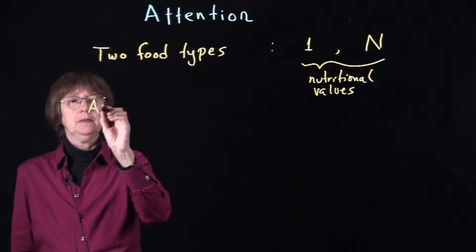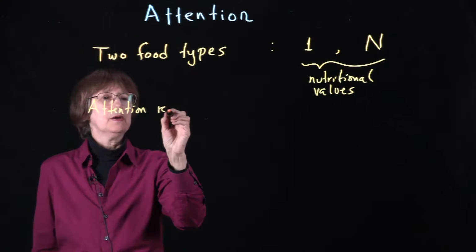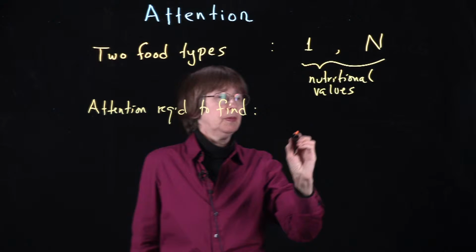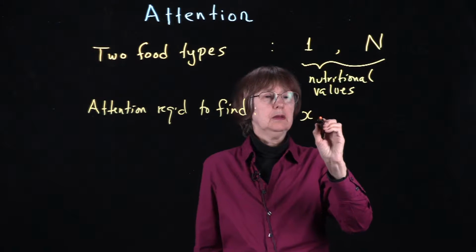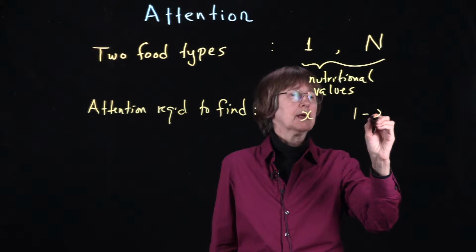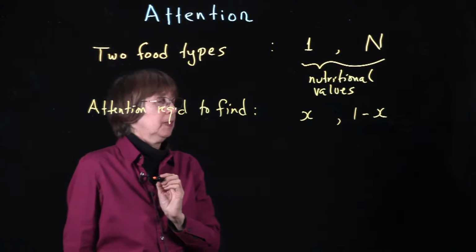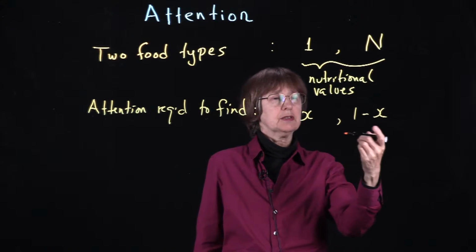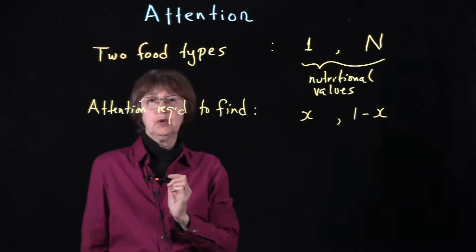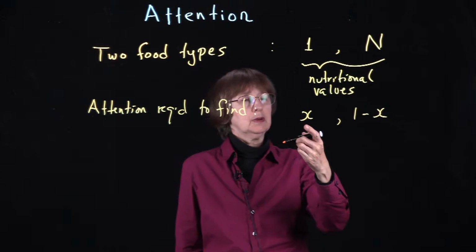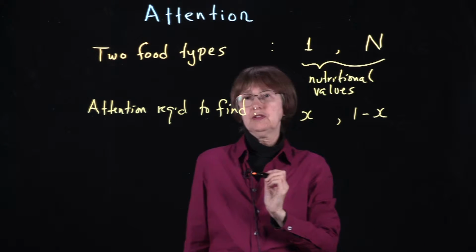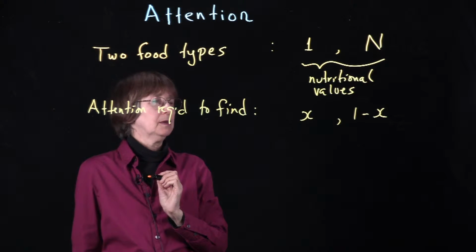The attention required to find the food types will be x and 1 minus x. We're here assuming that the total amount of attention is fixed, meaning the animal can at best subdivide its attention into two pieces which have to sum up to be a constant that we will scale to be 1.